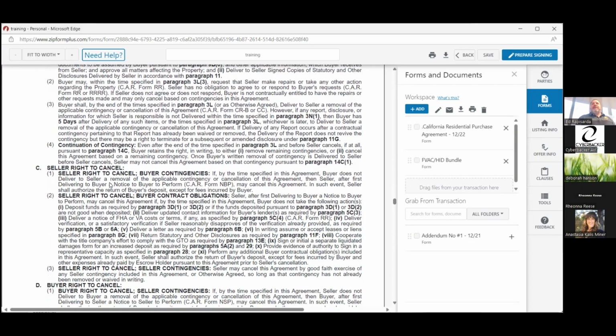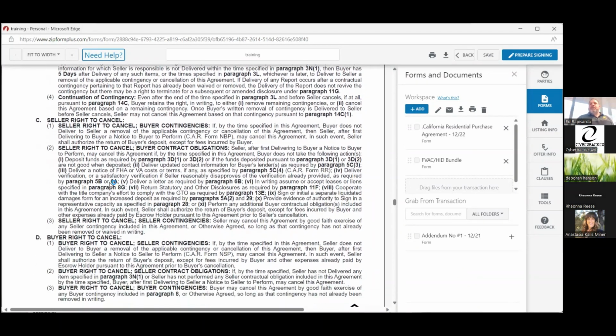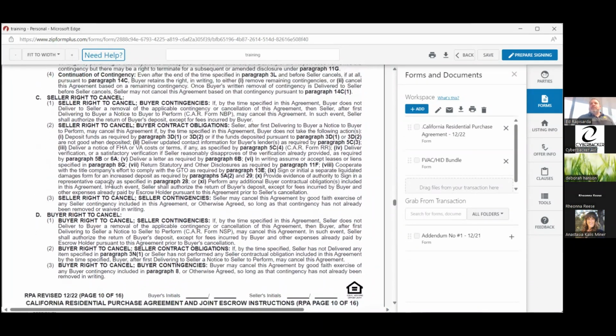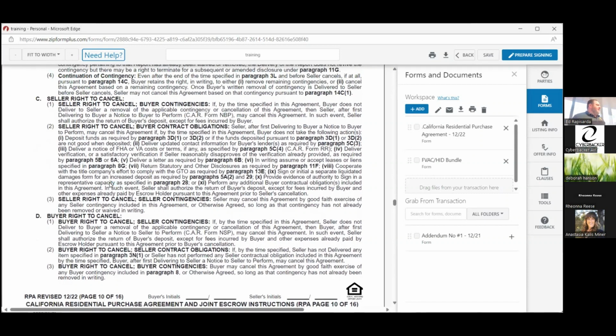What are the seller's rights to cancel? When can a seller cancel the agreement on a purchase agreement? After they send a notice to perform. After a notice to perform, right? So they can't just say, all right, I no longer want to sell this property. Sorry, I'm canceling this agreement. Sorry, it doesn't work like that. Right? If they did that, they'd probably be in breach of contract.